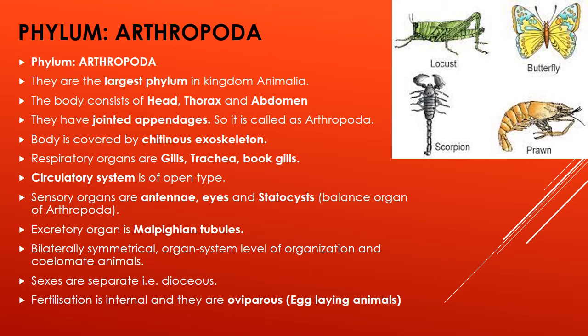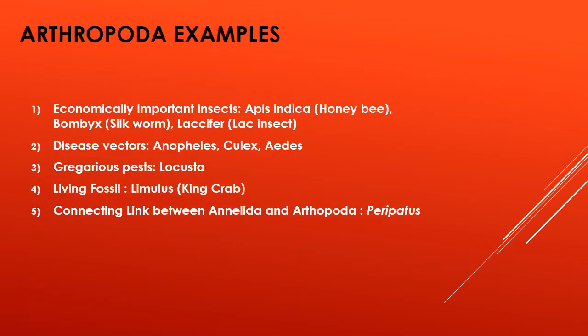So, bilateral symmetry, organ system. Coelomate animals. Sexes are separate. Fertilization is internal and they are 100% egg laying, oviparous animals. So here Arthropoda examples are given. Please remember this. Some economically important insects: Apis indica, that is honeybee; Bombyx mori, that is silkworm; and Laccifer, that is called lac insect.